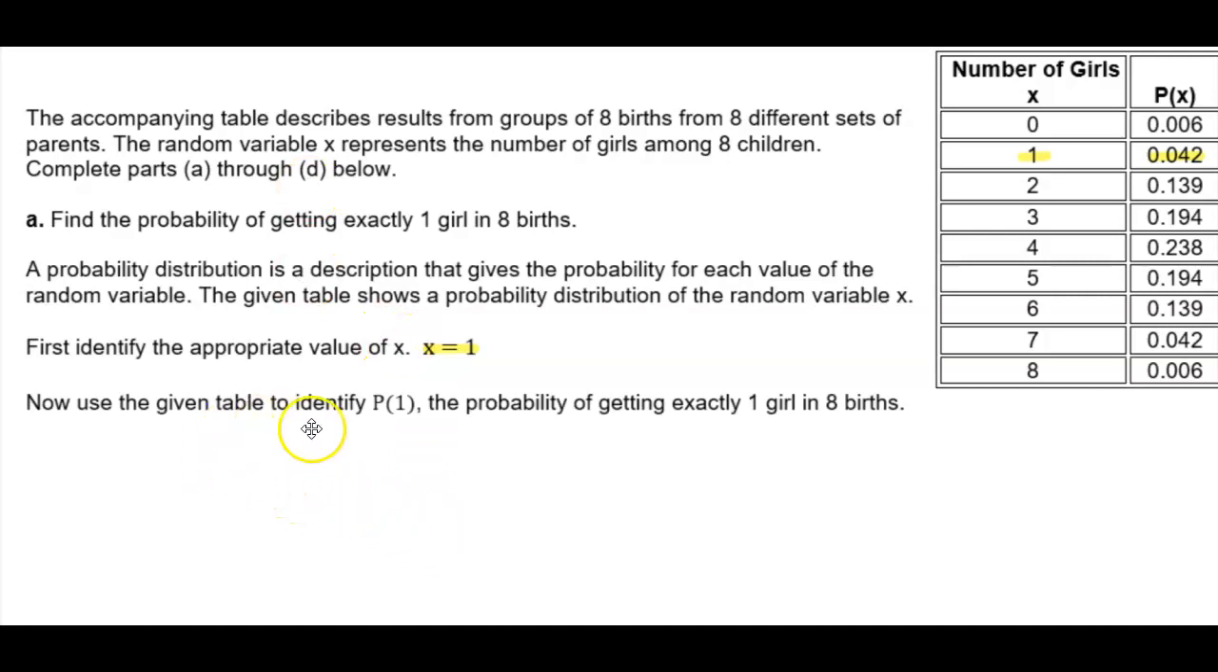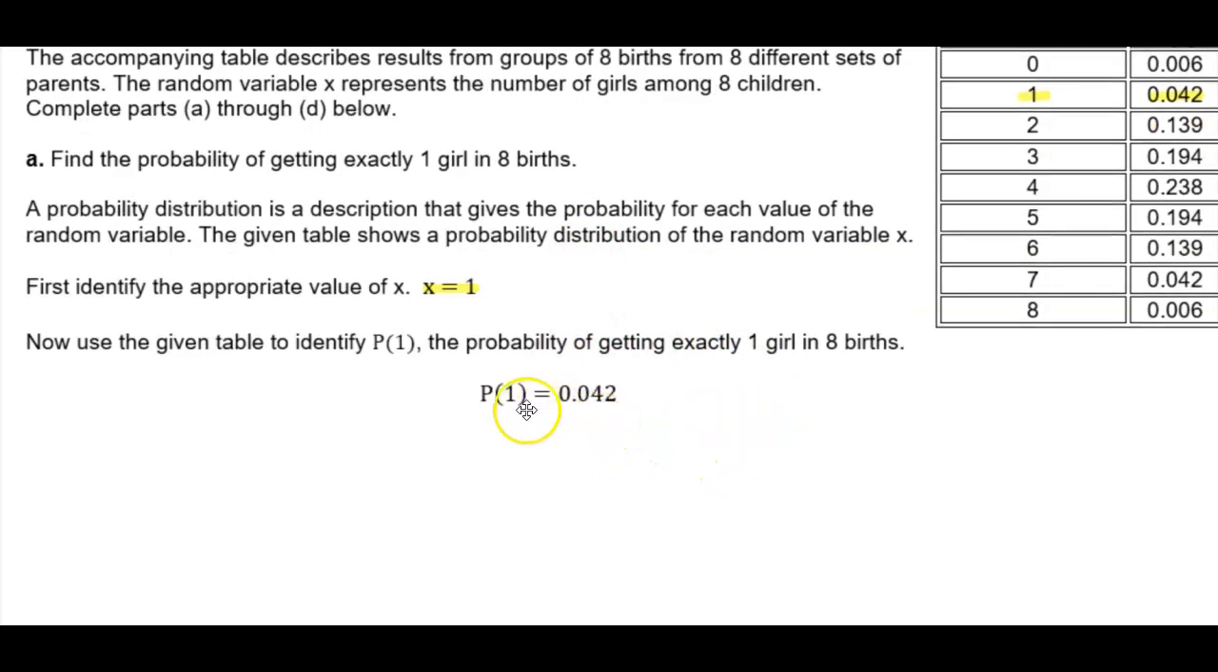So again, using the given table to identify the probability of 1, the probability of getting exactly 1 girl in 8 births, which is the probability of x equal to 1, or exactly 1, is equal to 0.042.